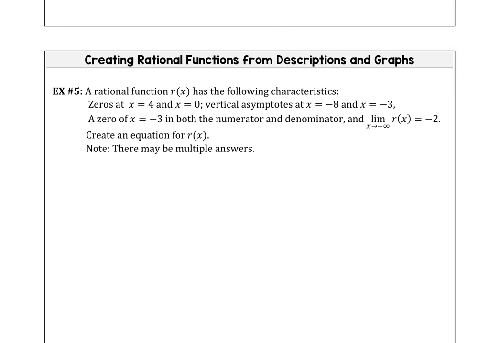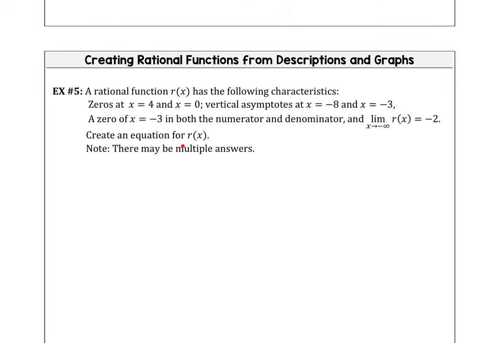For example 5, we want a rational function. We want to create a rational function from descriptions and the graph. So reading carefully, a rational function has the following characteristics. We've got a 0 at 4 and 0. We've got a vertical asymptote at -8 and 3. A 0 of -3 in both the numerator and the denominator. And the limit at -infinity has to go to -2. So we've got a lot of thinking to do with this one.